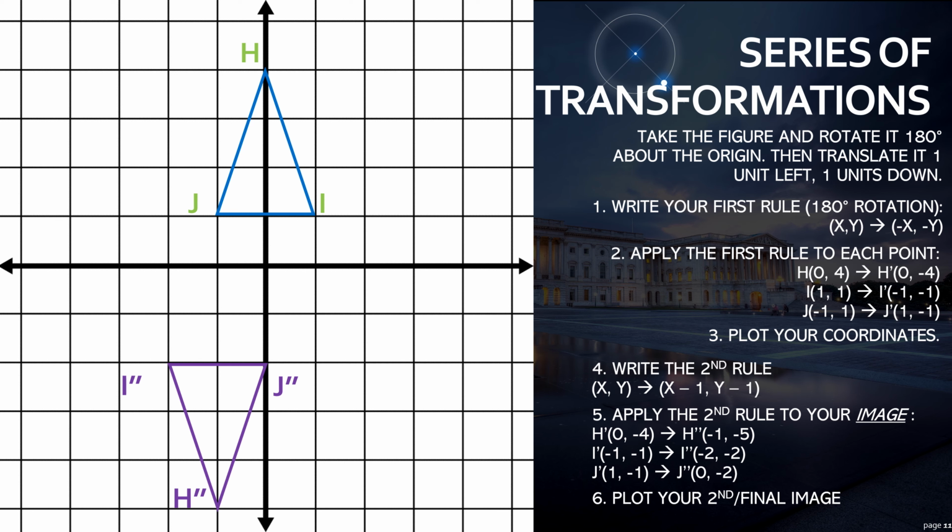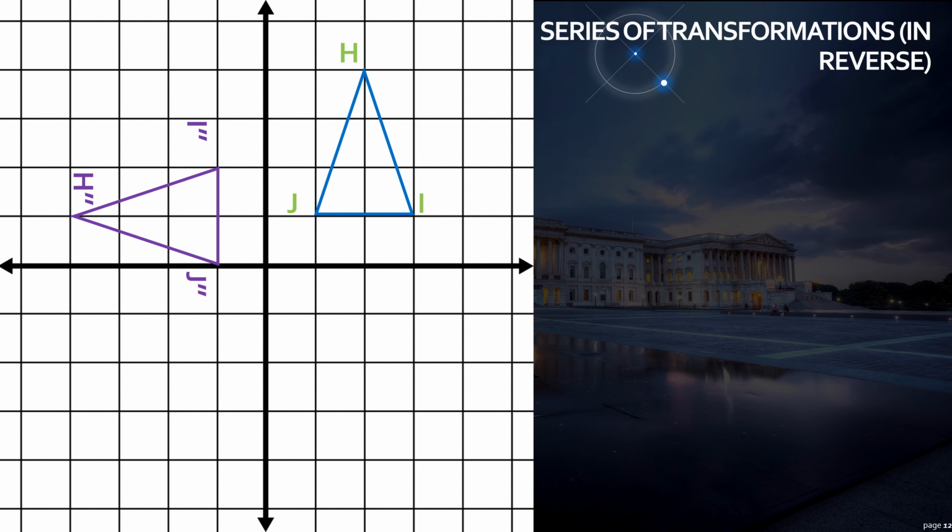So it helps if you work with one transformation at a time, because if you try to do it in your head, it could be a little bit difficult. So I would highly suggest working one transformation at a time. Sure, it might take a little bit longer, but you're going to be correct. So you have nothing to lose.